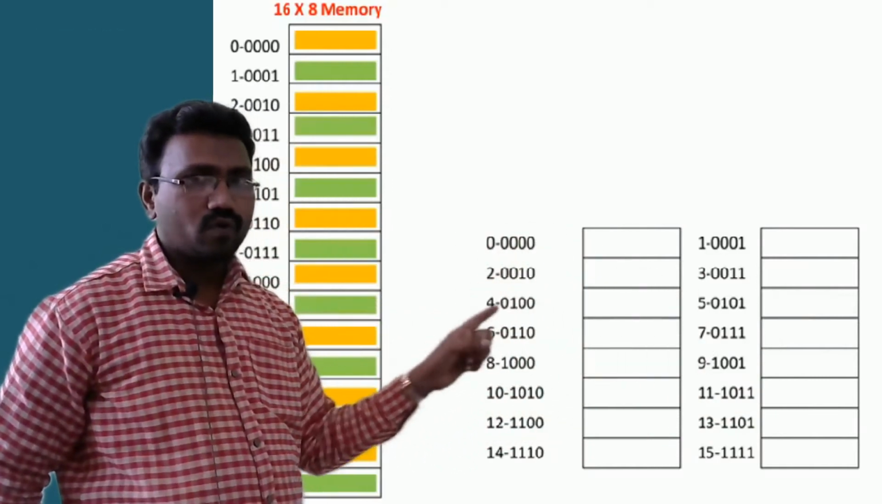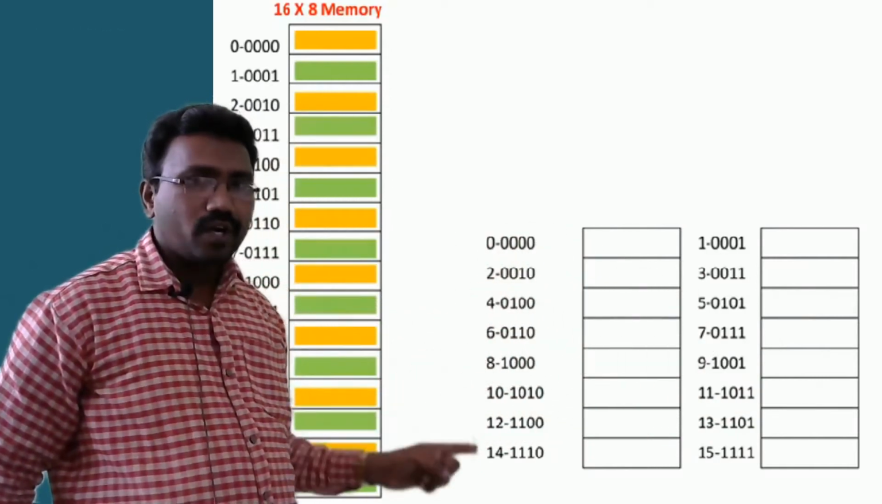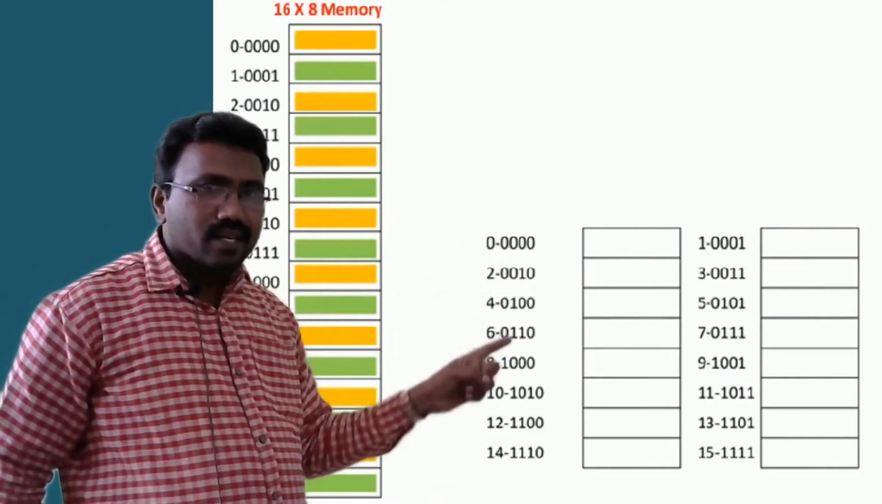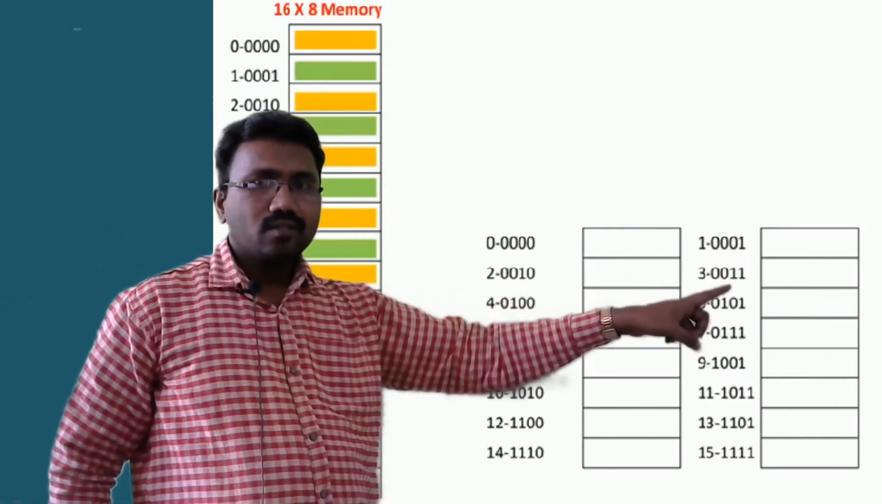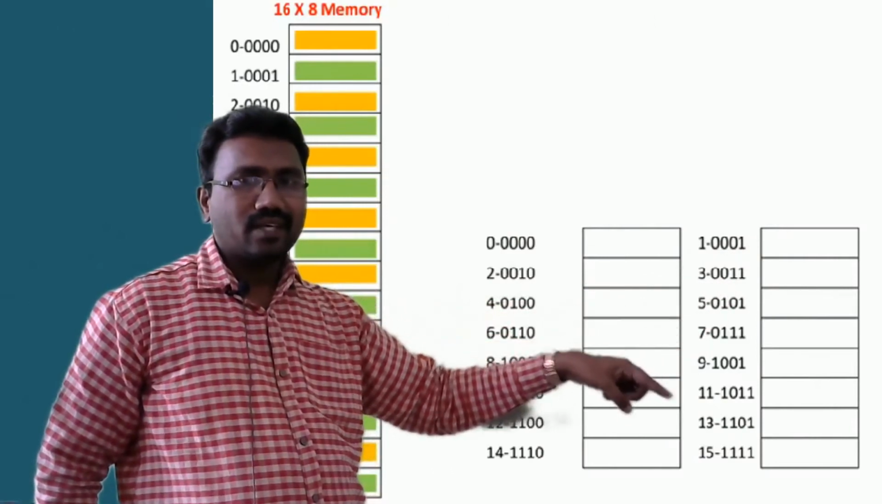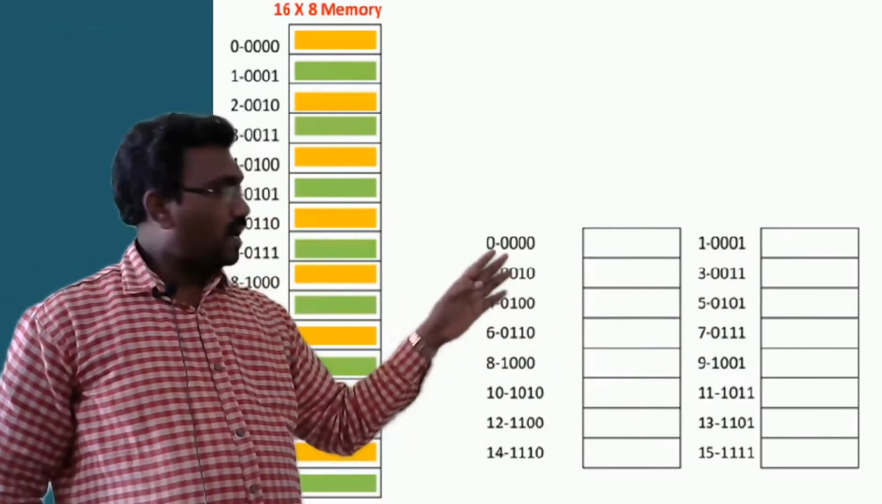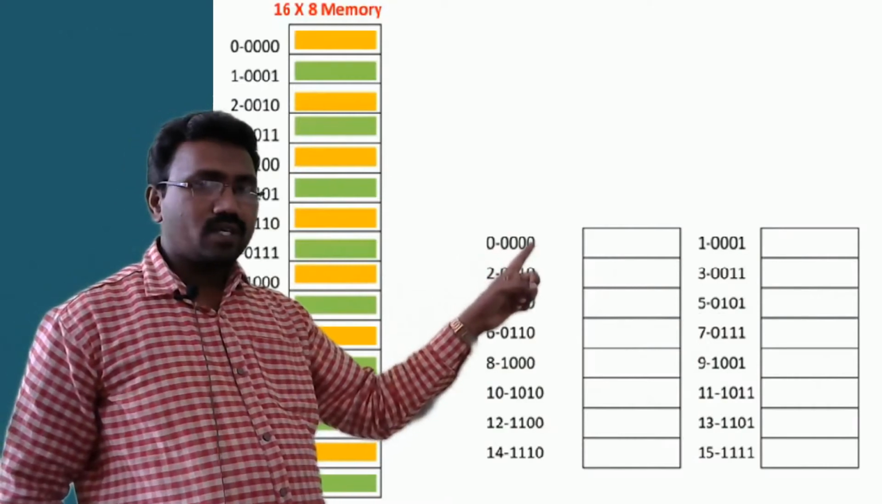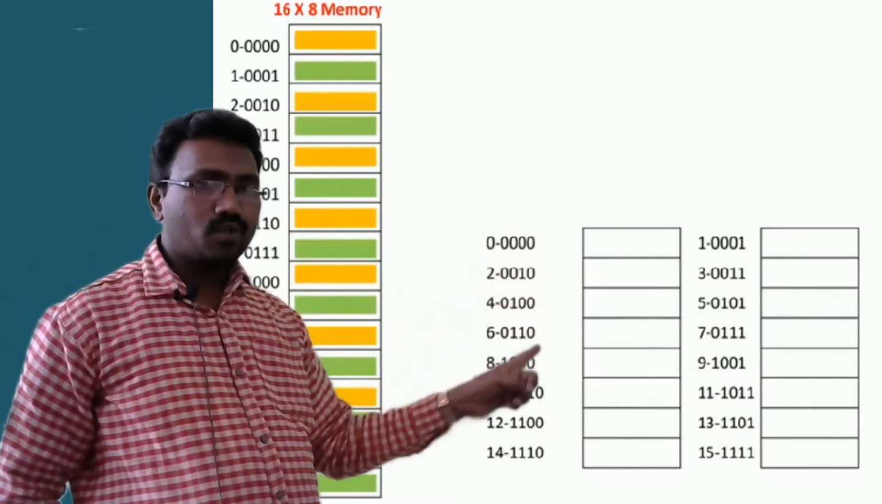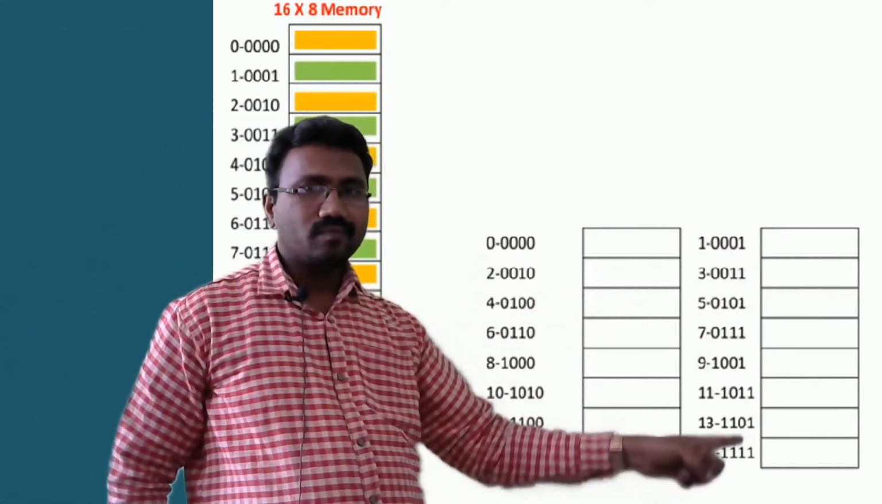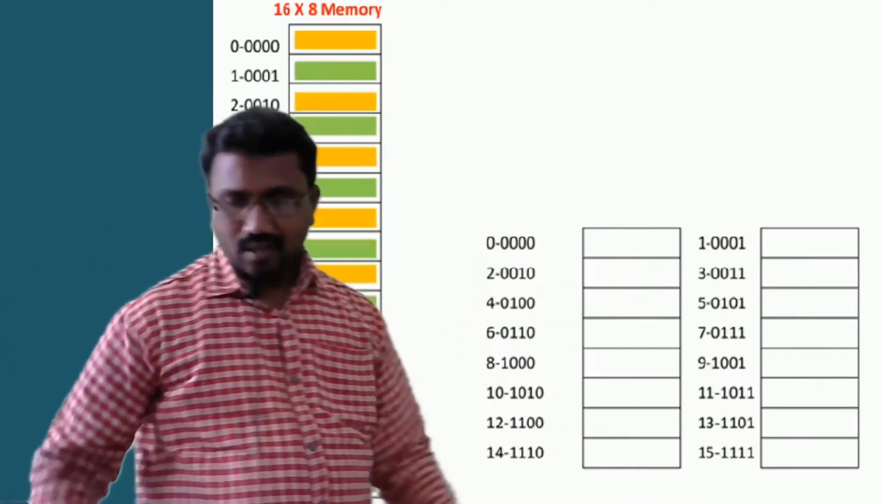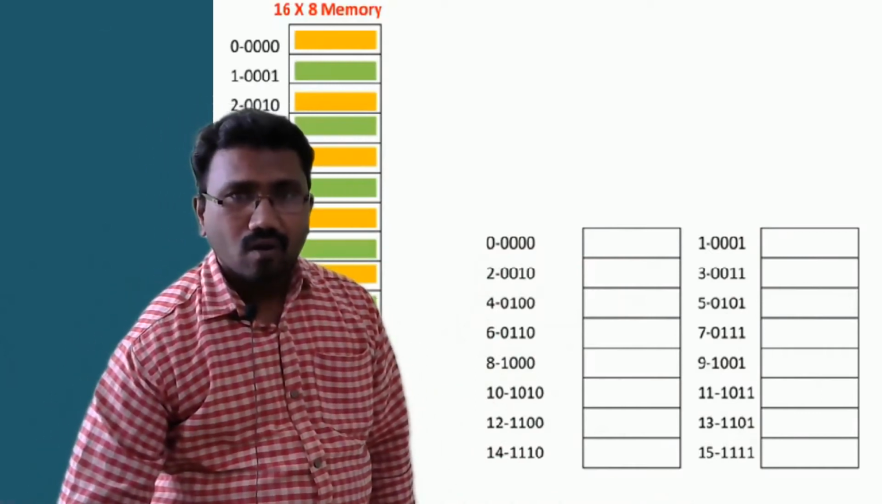0, 2, 4, 6, 8, 10, 12, 14. These even addresses are assigned to the even bank. Odd addresses are assigned to the odd bank: 1, 3, 5, 7, 9, 11, 13, 15. If you observe the addresses, the rightmost bit of all the even addresses is 0. The rightmost bit of the odd addresses is 1. Okay, is it clear?